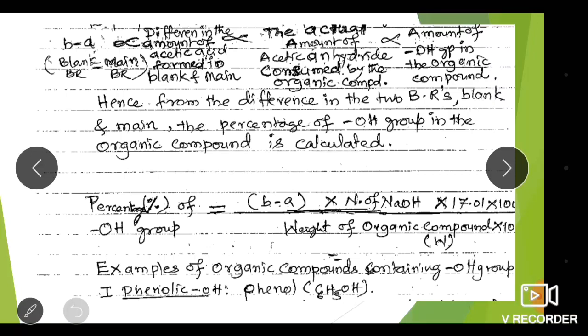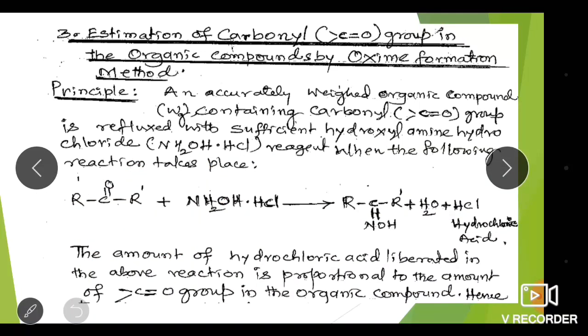With the help of this formula, percentage of OH group is equal to B minus A, into normality of NaOH, into 17, that is the molecular weight of the OH group, into 100, divided by weight of organic compound into 10. An example of an organic compound containing OH group is one with a phenolic OH group, that is phenol or carbolic acid.